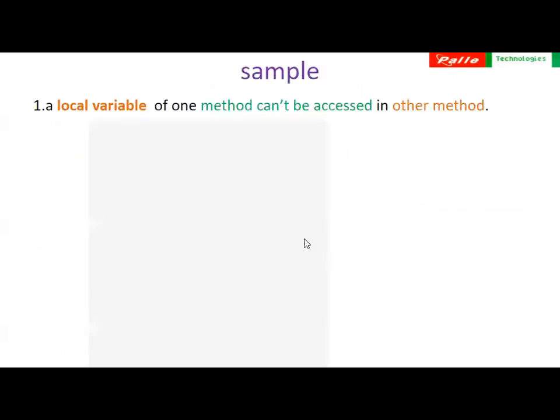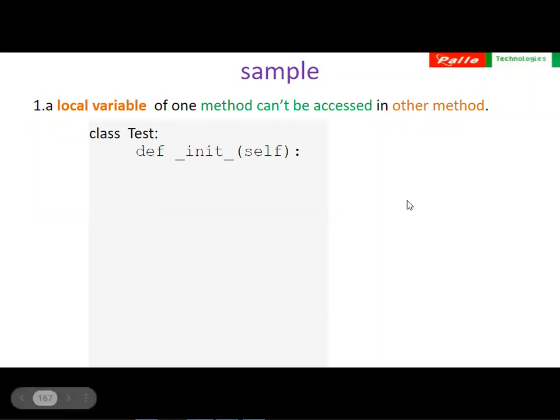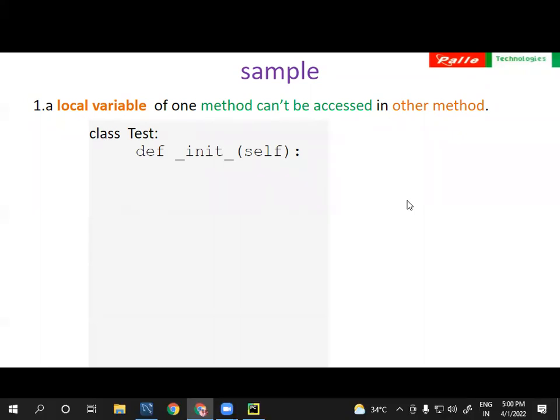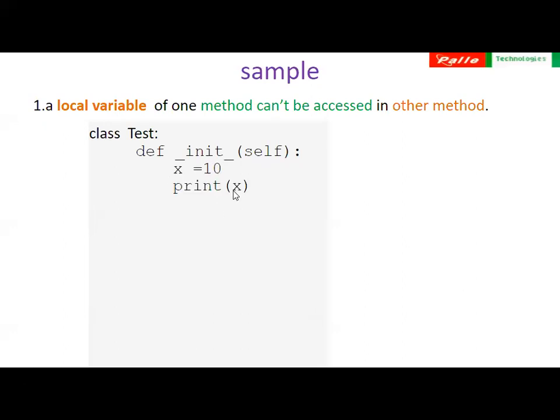One example you have here: a local variable of one method cannot be accessed in another method. Let us see an example to prove this. I have created a class, and in this class a method called init, the constructor. In this constructor I have created x equal to 10 and print x. What type of variable is this x? A local variable, correct? Is it an instance variable? No, because we don't have self dot.